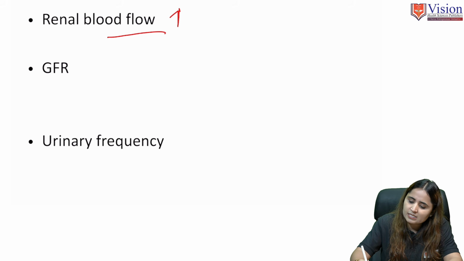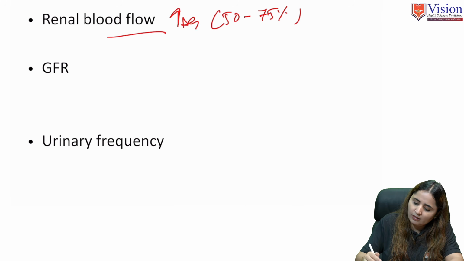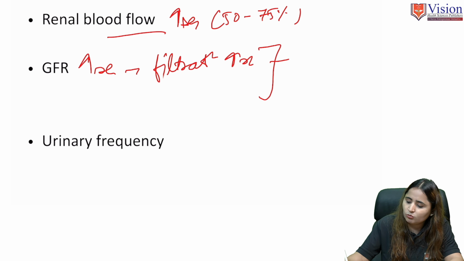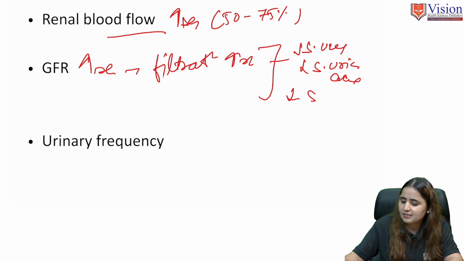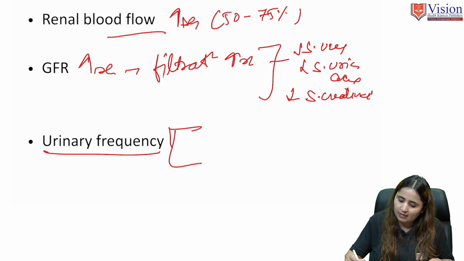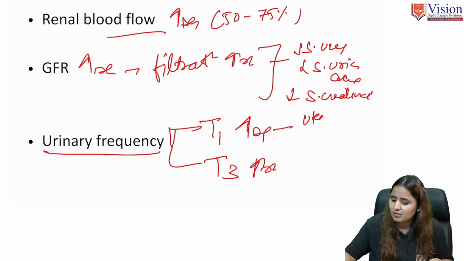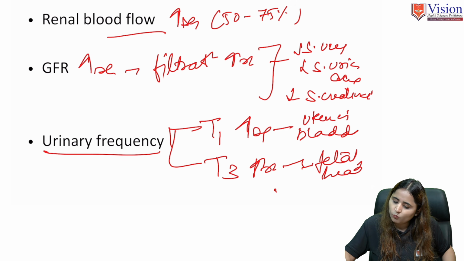And renal blood flow increases in pregnancy by 50 to 75%. GFR also increases as filtration increases, so it will lead to decreased serum urea, decreased serum uric acid, and decreased serum creatinine. So remember, the values of all three will decrease. And urinary frequency increases in the first and the third trimester because the uterus is putting pressure on the bladder. And in the third trimester, what is happening? The fetal head is coming down, which is putting pressure on the bladder.